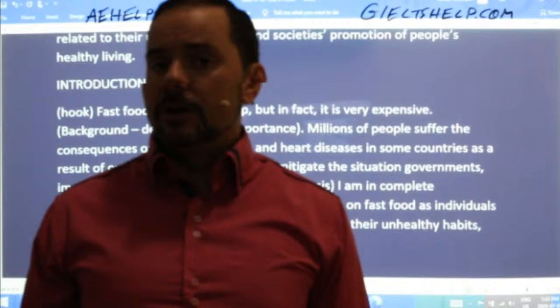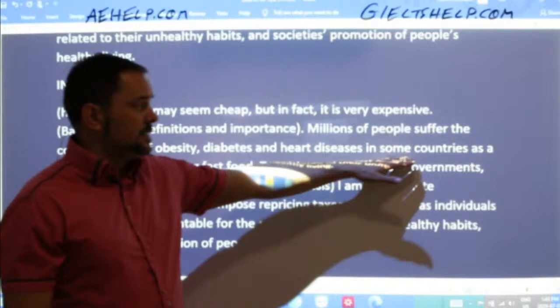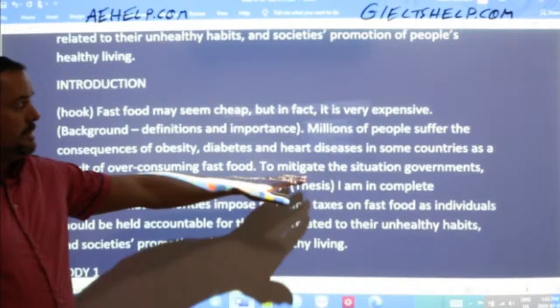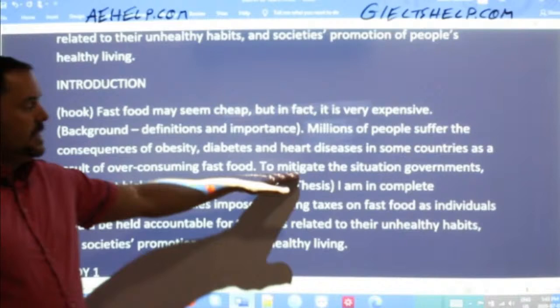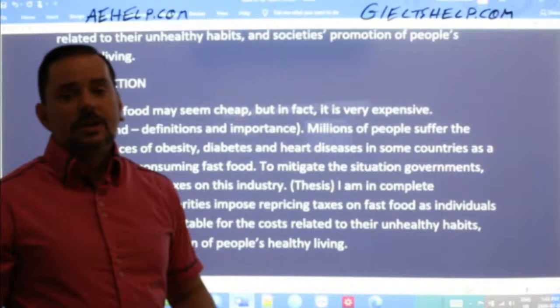Okay, millions of people suffer the consequences of obesity, diabetes, and heart disease in some countries as a result of over-consuming fast food. To mitigate is just another fancy way to say control, to mitigate or manage. To mitigate the situation, governments implement higher taxes on this industry. Okay, so again, definition reflecting the question.